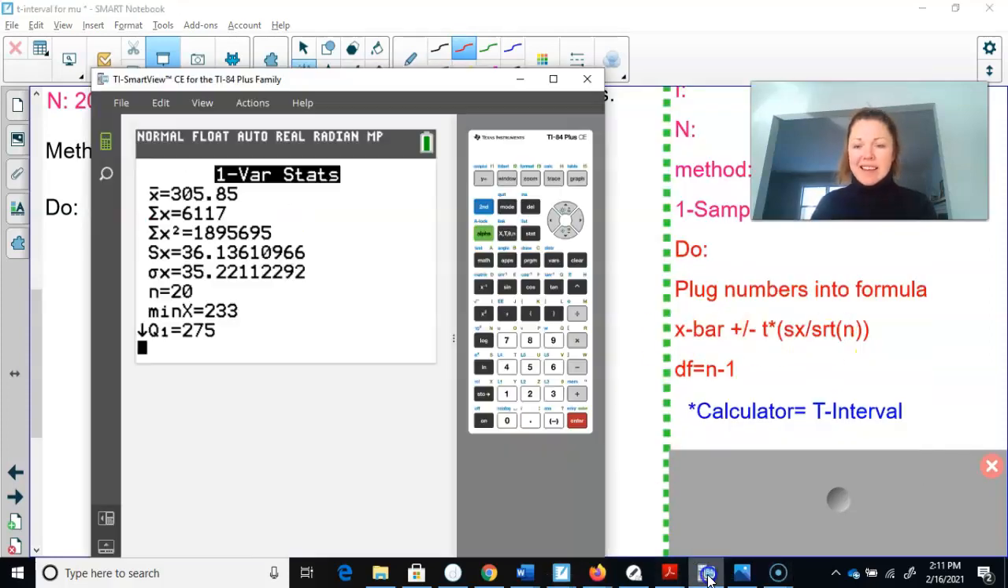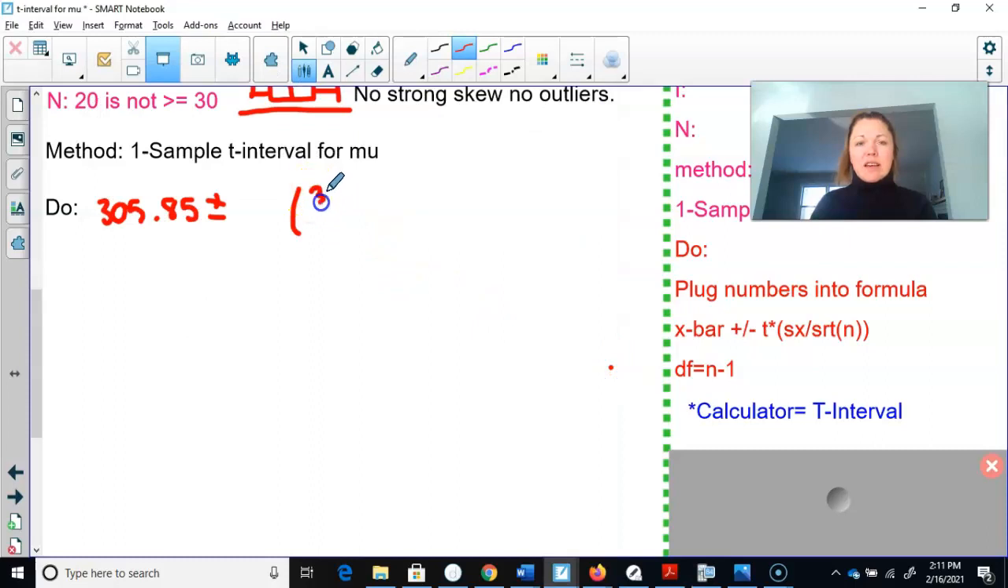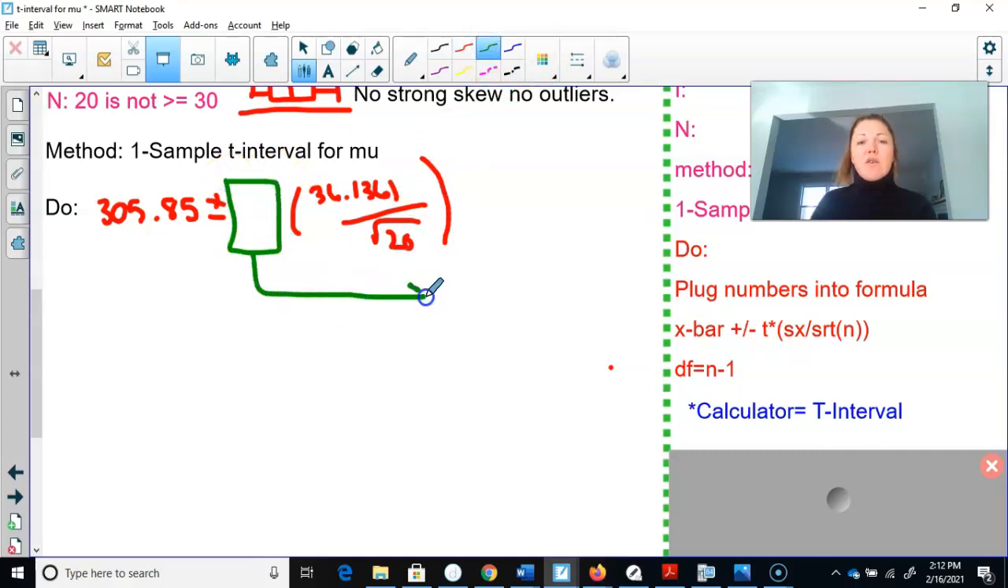So if I look at my calculator, my Sx is right here, 36.1361. So 36.1361 divided by the square root of our sample size, the square root of 20. And now we need to go ahead and figure out what this T star is, right? Degrees of freedom of n minus 1. So that's 20 minus 1.